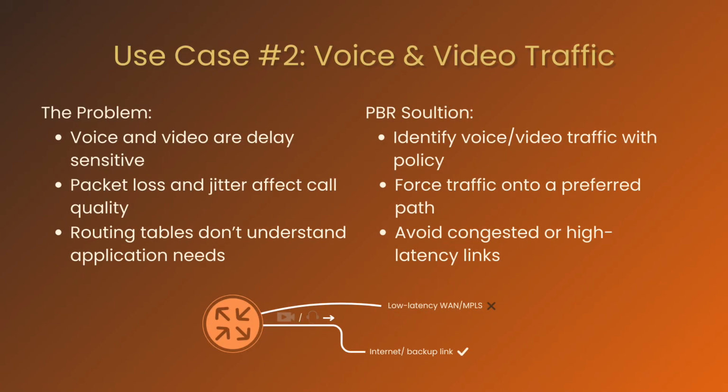Voice and video traffic are highly sensitive to delay, jitter, and packet loss. A routing table alone has no awareness of application requirements. It simply chooses the best metric. Policy-based routing allows us to identify voice or video traffic and force it onto a preferred low-latency path. PBR selects the path, and quality of service policies can then be applied to properly prioritize that traffic.